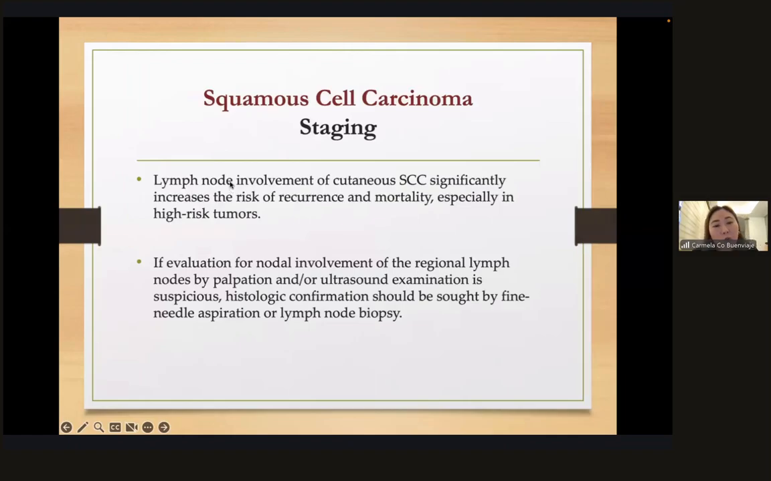Okay, lymph node involvement of cutaneous SCC significantly increases the risk of recurrence and mortality, especially in high-risk tumors. If evaluation for nodal involvement of the regional lymph nodes by palpation and ultrasound examination is suspicious, histologic confirmation should be sought by fine needle aspiration of the lymph node for biopsy.